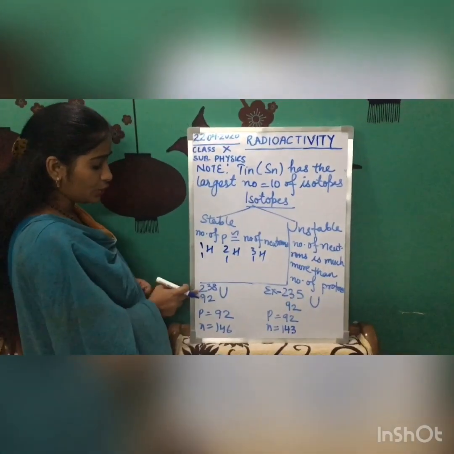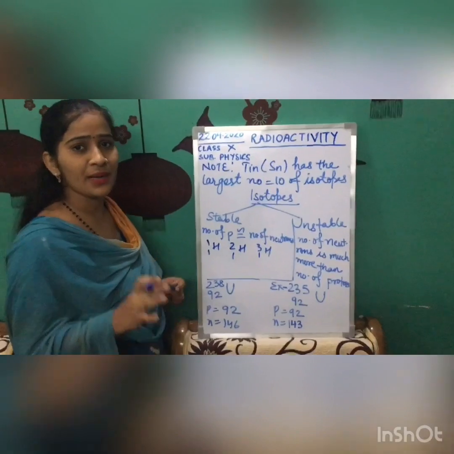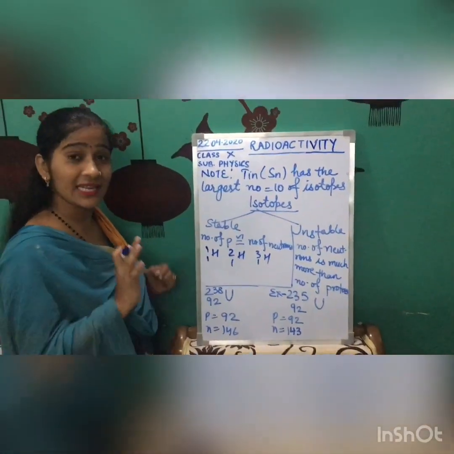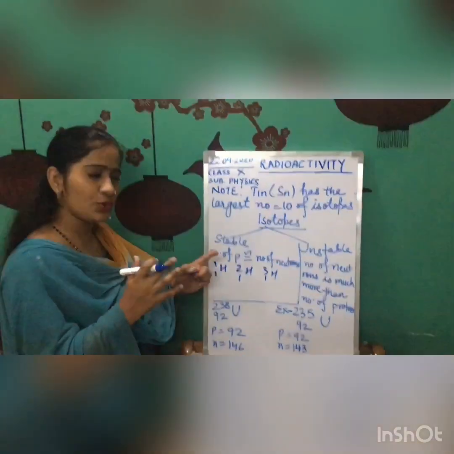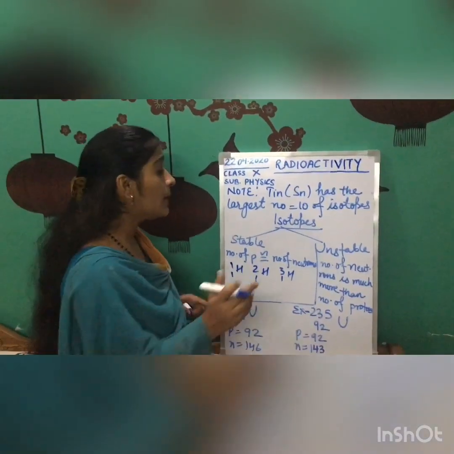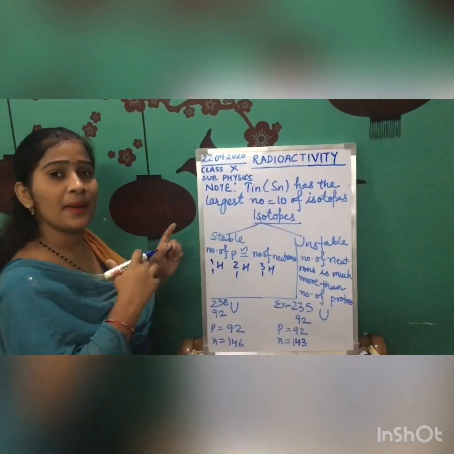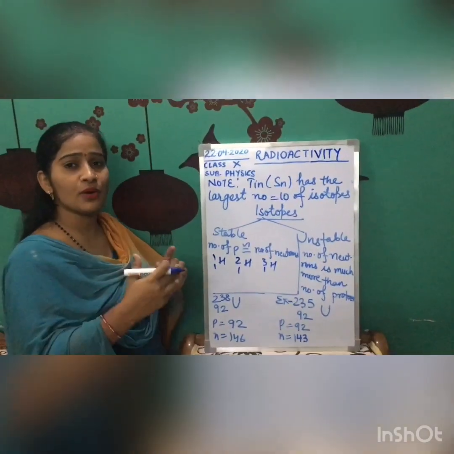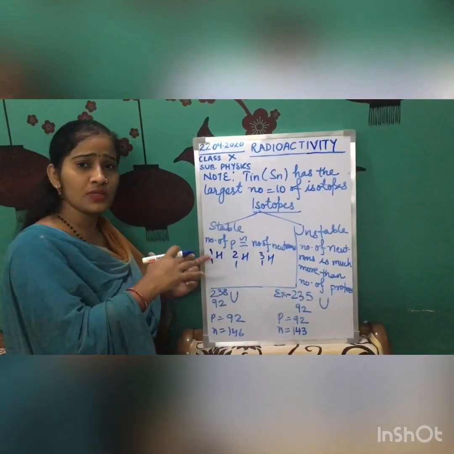See, the first example is 92U238. U is the symbol of uranium. Uranium is a radioactive element. It shows the radioactivity phenomenon. I will tell you why only a few elements show radioactivity: because they have unstable isotopes, where there is a lot of difference between the number of protons and the number of neutrons.